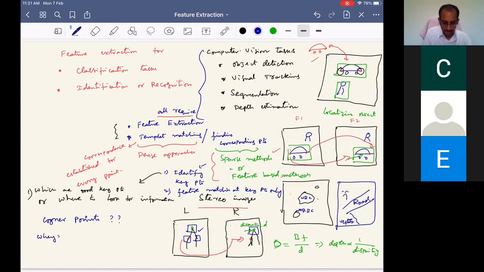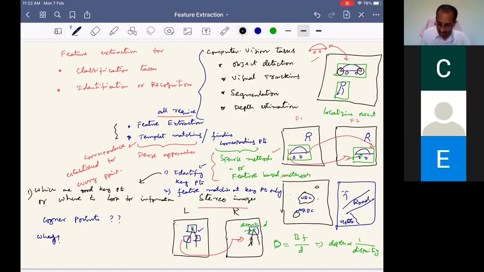The question is why corner points? Its intensity will be higher than its neighboring pixels. The intensity of the corner point will be more than that of its neighboring points. Okay, fine. So the scenarios may be different.